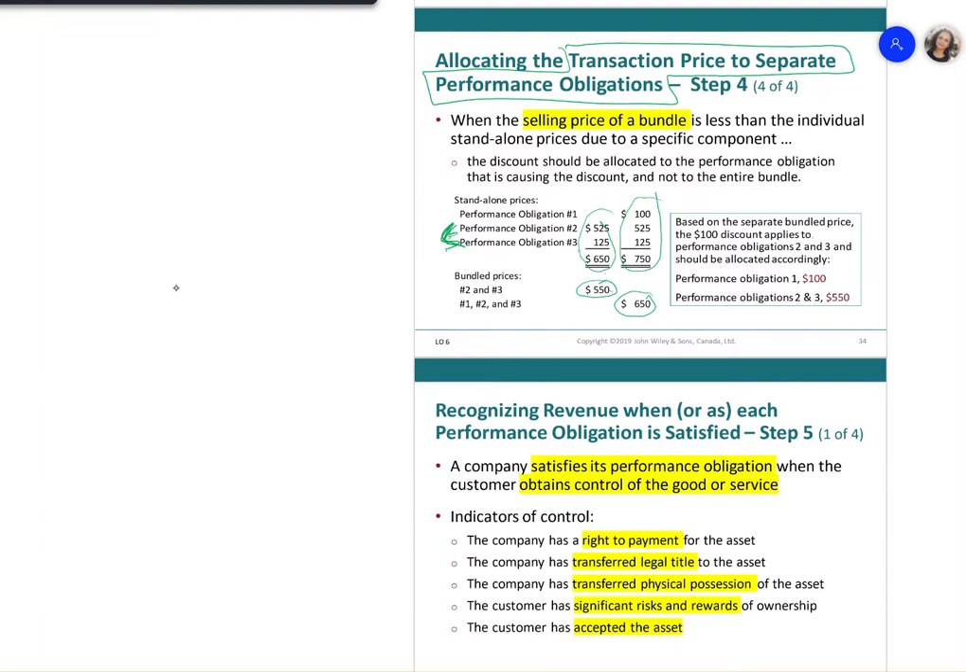In this case, when you're recording the revenue, the transaction price of performance obligation 1 will be 100. The performance obligations of 2 and 3 will be $550. So when you record those two as a bundle, altogether the transaction price will be $650. That's how we're going to be recording our transaction price.